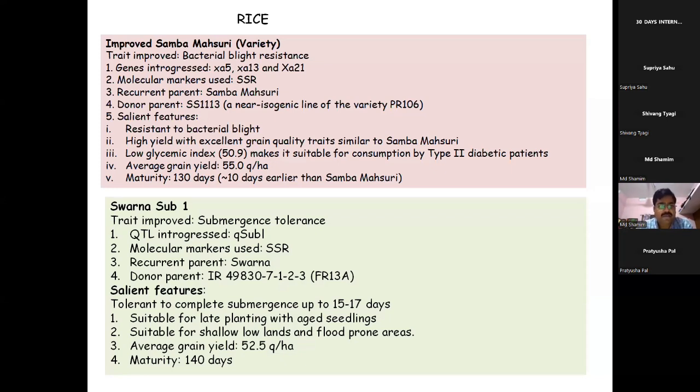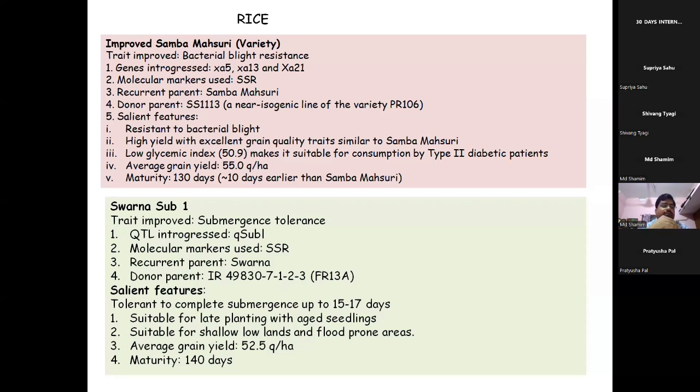The salient features of this improved Samba Mahsuri are resistance to bacterial blight, high yield with excellent grain quality, and traits similar to Samba Mahsuri. Then a low glycemic index makes it suitable for consumption by type 2 diabetic patients. The average grain yield of this improved Samba Mahsuri is 55 quintal per hectare, and the maturity is 130 days, 10 days earlier than the recurrent parent, that means Samba Mahsuri.